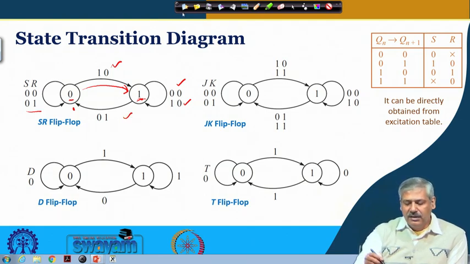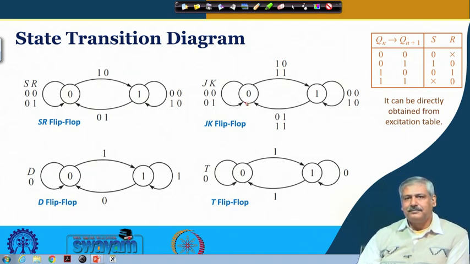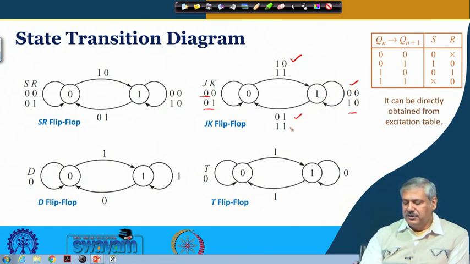Okay. So, for the JK flip flop, again the current state is 0. If it receives 0 0 or 0 1, it will stay here. If it receives 1 0, it will go there. If it receives 1 1, which is also possible, then also it will go to 1. At state 1, if it receives 0 0, it will stay here, and 1 0, it will stay here. If it receives 0 1, it will go to 0, and with 1 1, it will toggle, so it will go to 0 similarly.